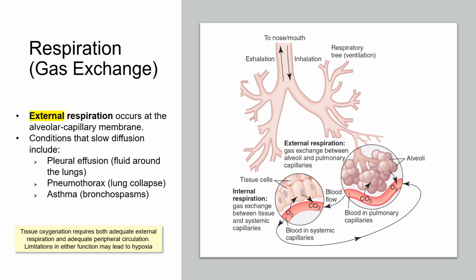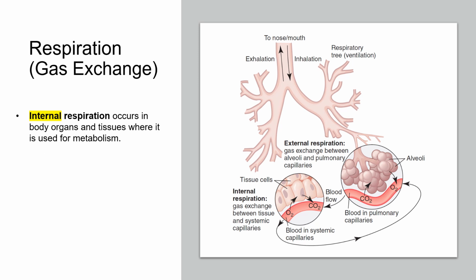We just explained ventilation, so now let's talk about respiration. Again, respiration is gas exchange, and this is happening at the alveoli level. There are two types of respiration, external and internal. External is actually happening at the alveolar capillary membrane. Some things that can impair this would be pleural effusion, which is fluid in the lungs, pneumothorax, which is when one of the lungs collapses, and asthma can also cause impairment of the external respiration process.